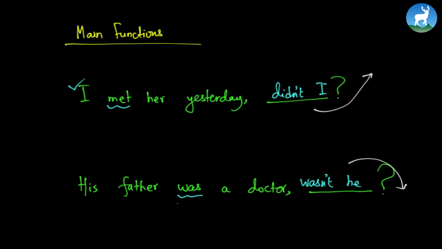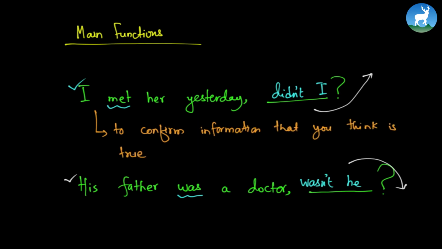Because we already know the answer, we are only asking this question because we want somebody to engage in a conversation. So what's the point of using a question tag in the first place, in the first example? We use the question tag to confirm the information that we think is true. I met her yesterday, didn't I? So the main function here is confirmation.